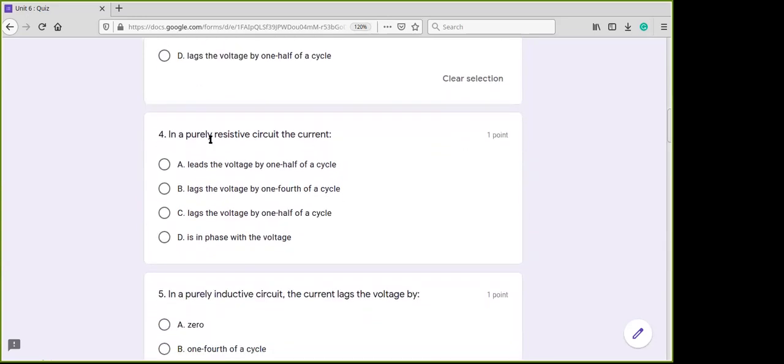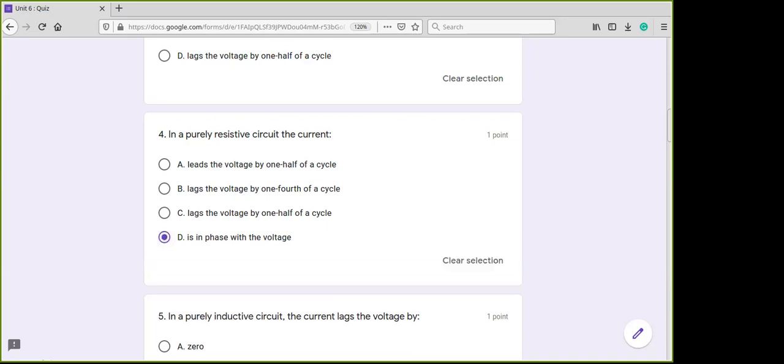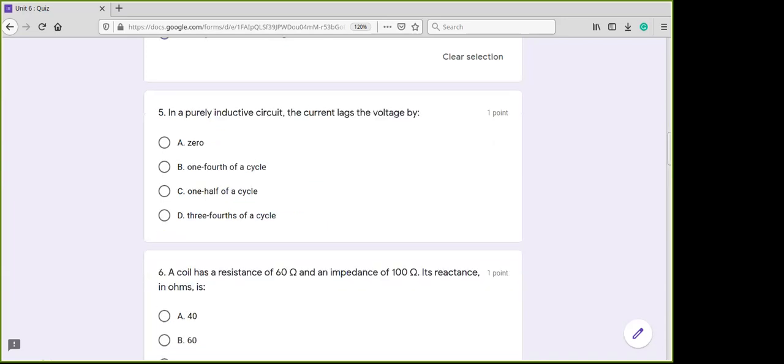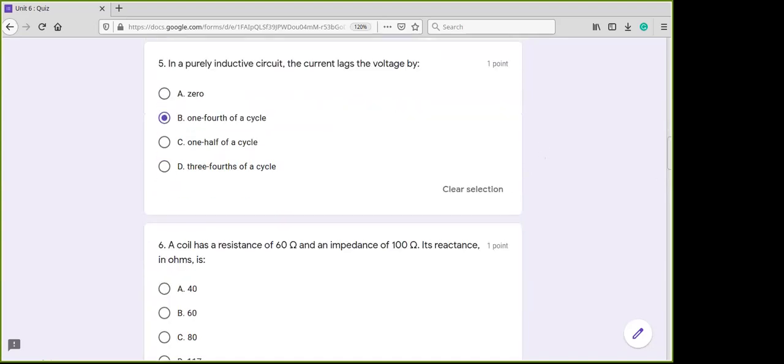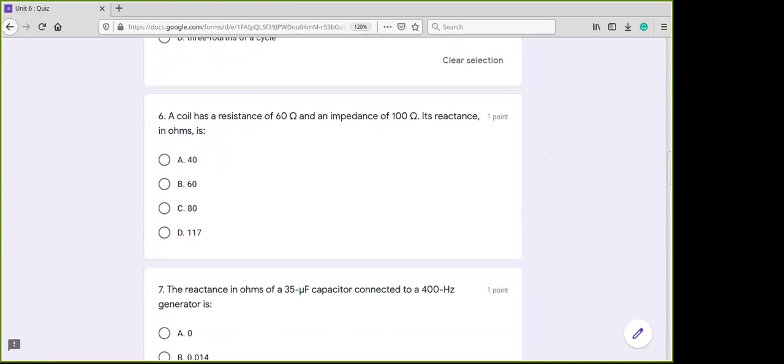In phase with the voltage. Yeah, in phase. The angle between the current and the voltage is 0 degree, therefore it is in phase. Option D is correct. And in purely inductive circuits, the current lags the voltage by? 90 degree. 1/4 of the cycle is 90 degree. Very good. And let's see question number 6.